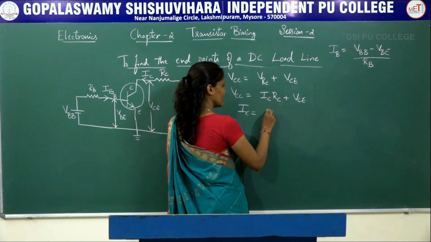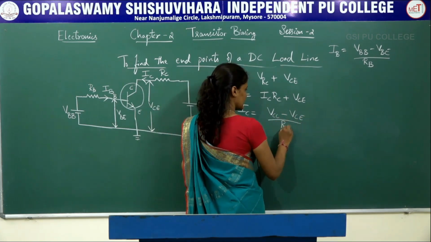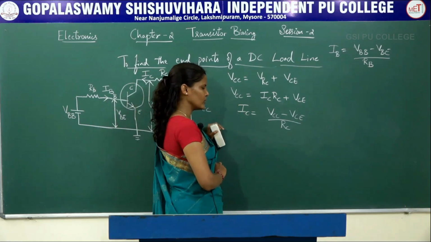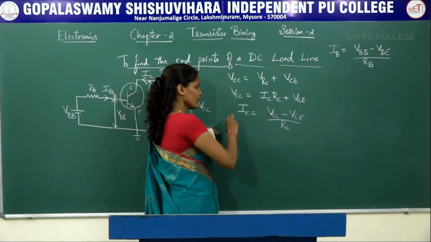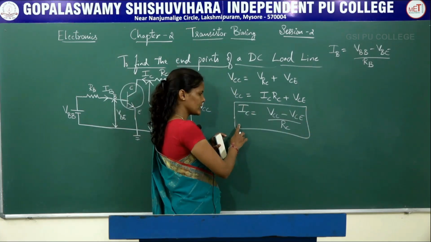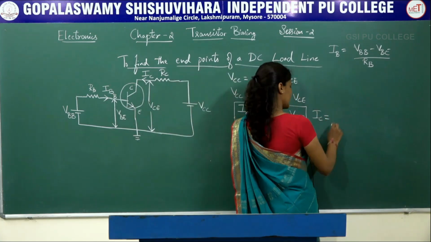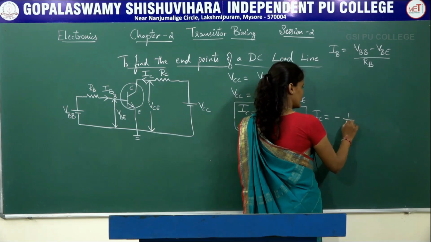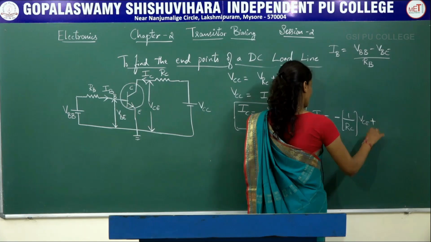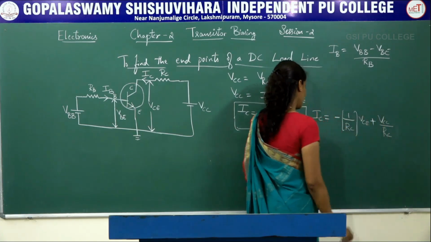Now let us manipulate this equation. IC is equal to VCC minus VCE divided by RC. So this is the expression we are going to get for IC. If you concentrate on this particular equation, it can be written as IC equals minus 1 divided by RC of VCE plus VCC by RC.